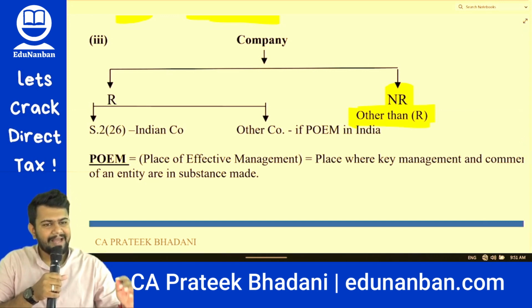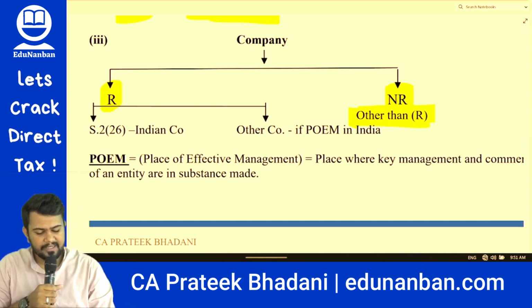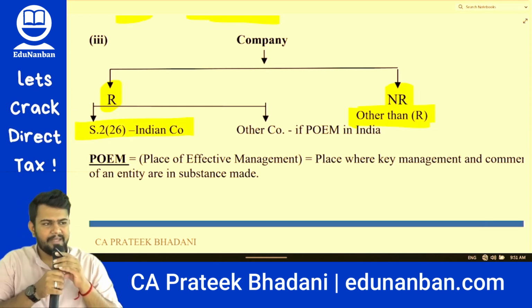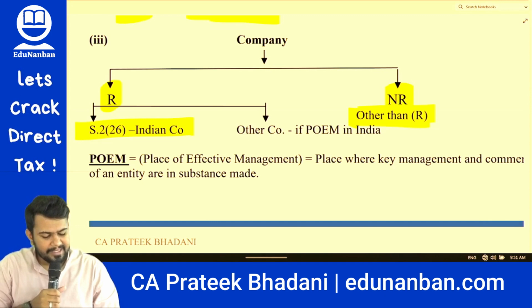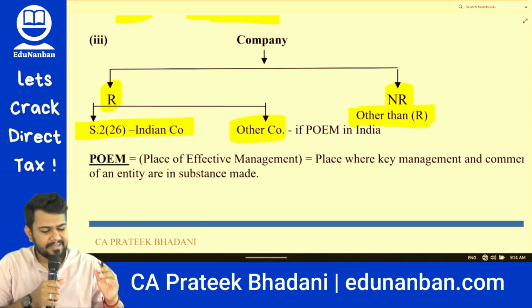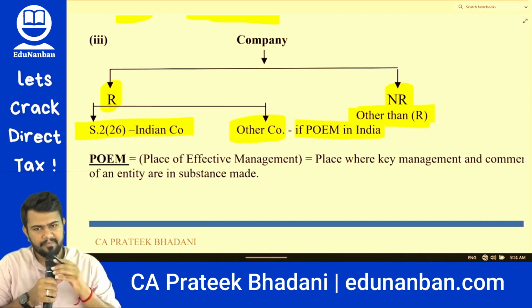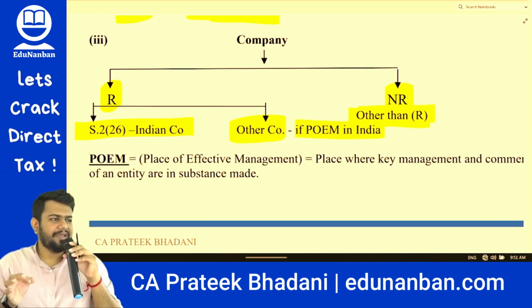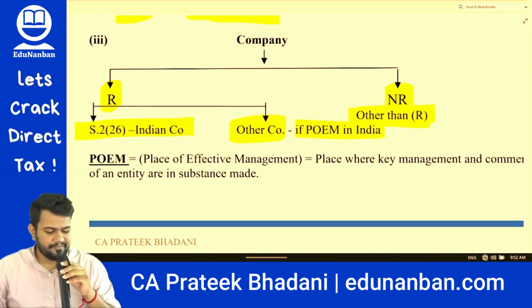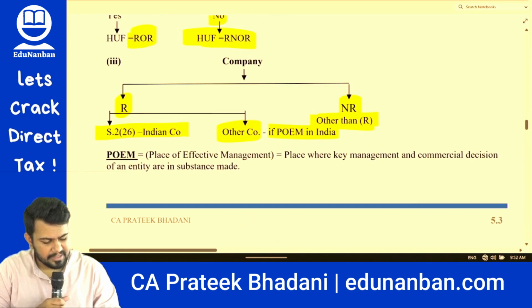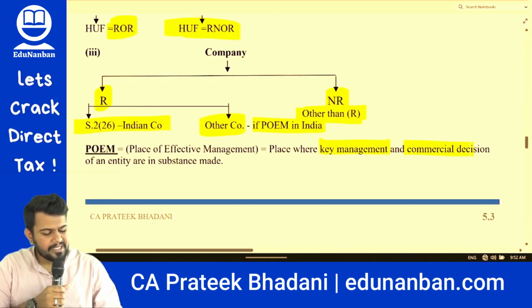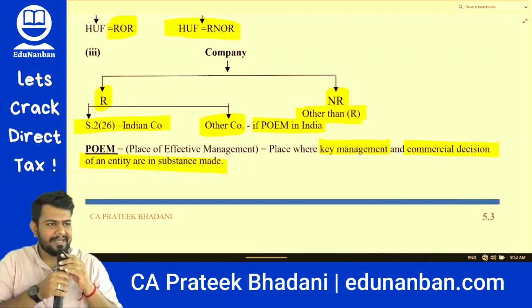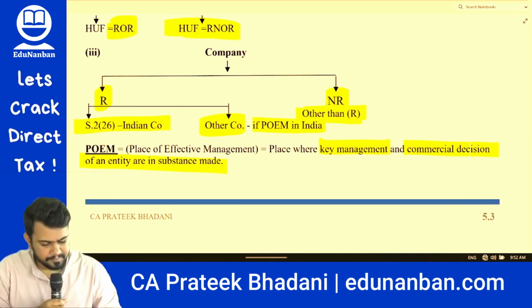Non-resident company, who is that? Other than resident. Then who is resident? Number 1, an Indian company under section 2 clause 26 is a resident, and any other company will be considered a resident if POEM is in India. What is POEM? Place of effective management. Place of effective management is in India. Place of effective management means the place where the key management and commercial decisions of an entity are made.